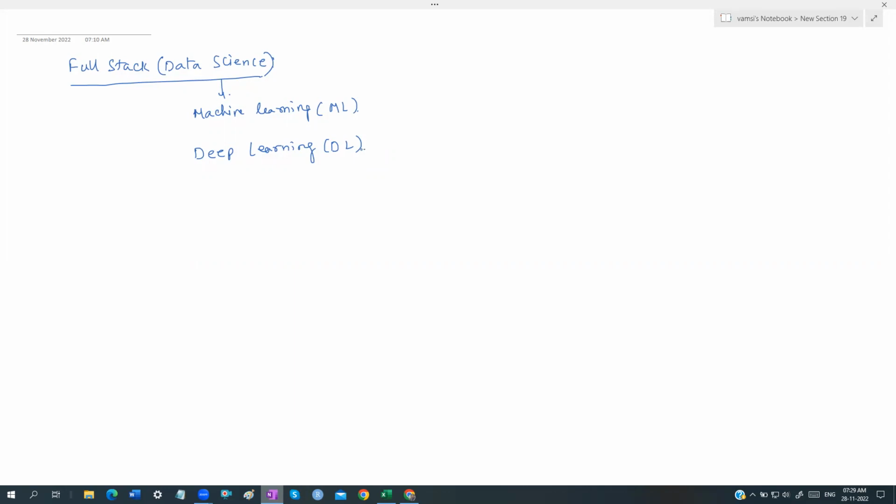Apart from that, we have something called AI, which is artificial intelligence. These are the main topics that we are going to be using. Apart from that, there are so many other core areas as well.